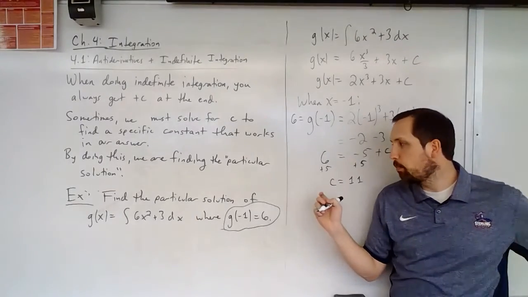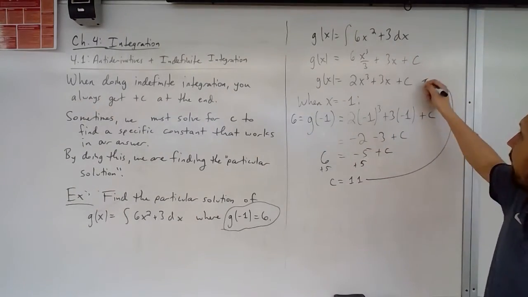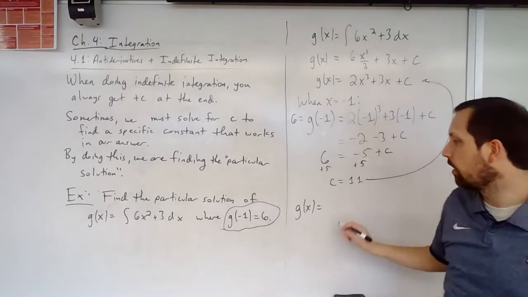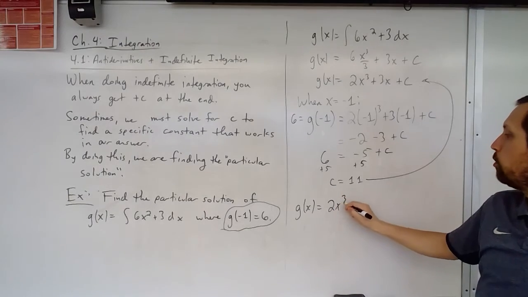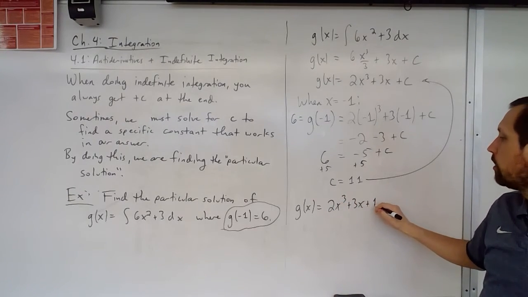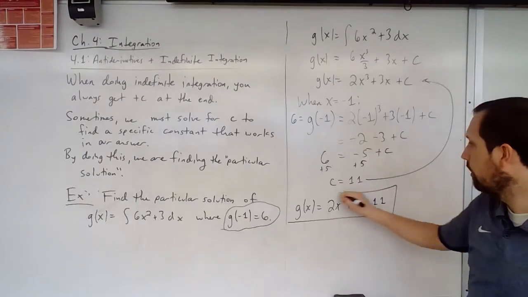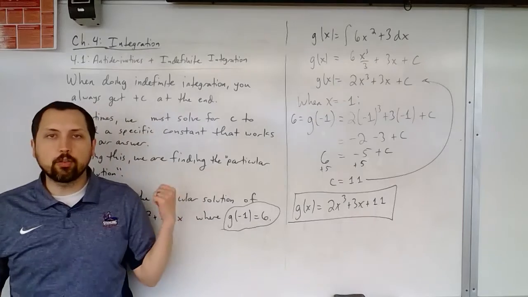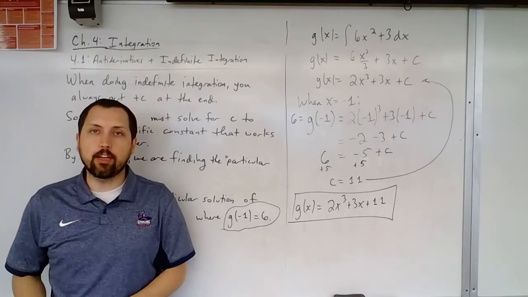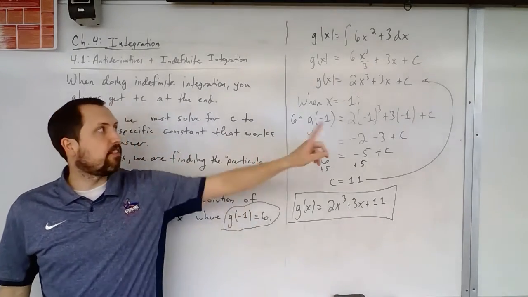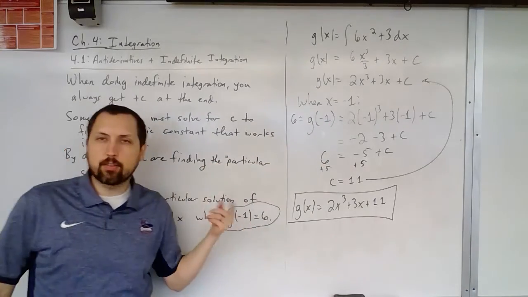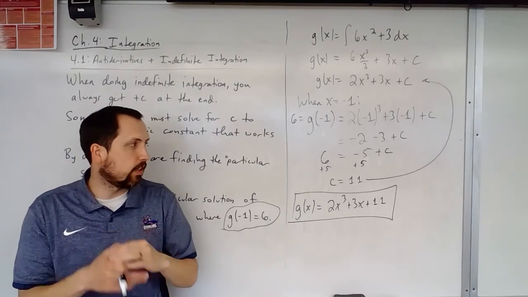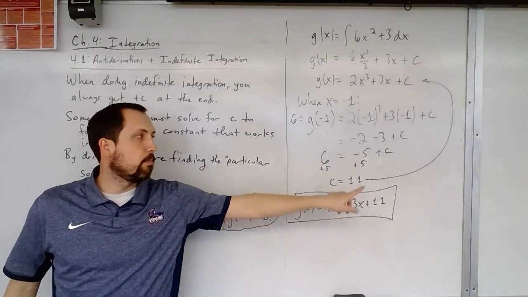So I have found the specific c, and I'm going to plug that back in. So the g of x that works, this particular solution, is going to be 2x cubed plus 3x plus 11. And so that is how we find a particular solution: we first do the integration. After we do the integration, we get the plus c. Then we find that c by using what we call an initial condition, that something is true about my original function, and I'm going to check that everything is good here by finding that c.